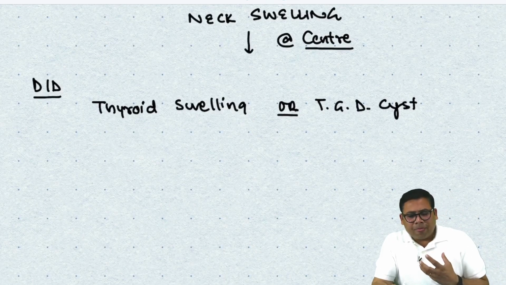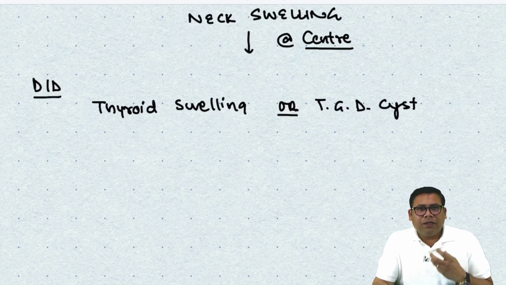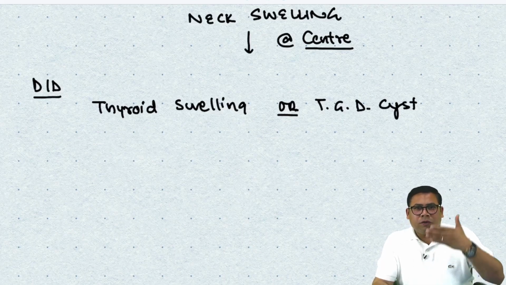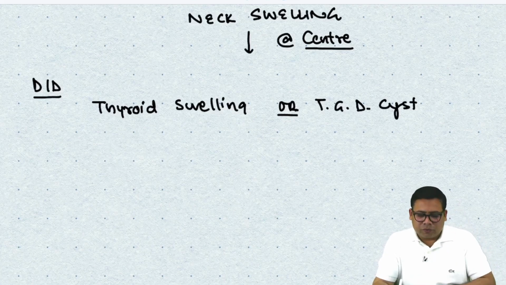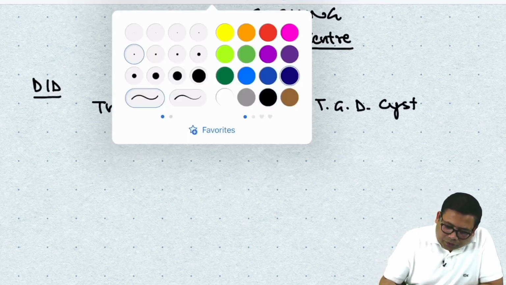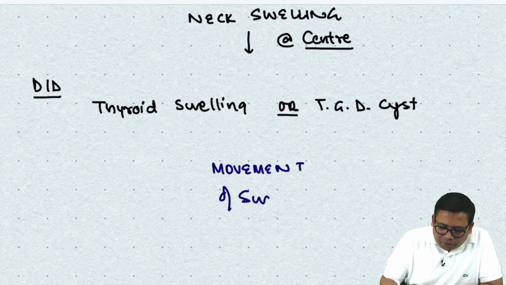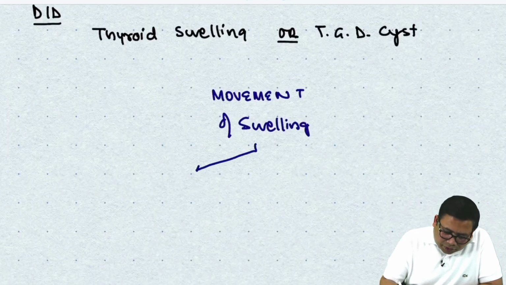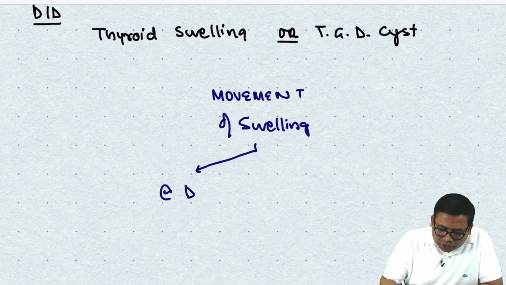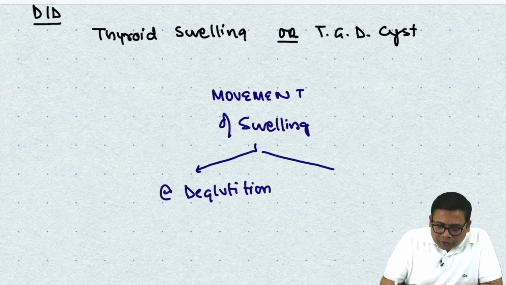So how to see? Now these swellings are enclosed in the pretracheal fascia. So whenever you deglutite, you drink water, you eat, there is movement of this swelling also. So the very next thing that you need to check is the movement. The movement of the swelling with respect to two things: the movement of the swelling with deglutition and the movement of the swelling with the protrusion of tongue. Now there are two important things.